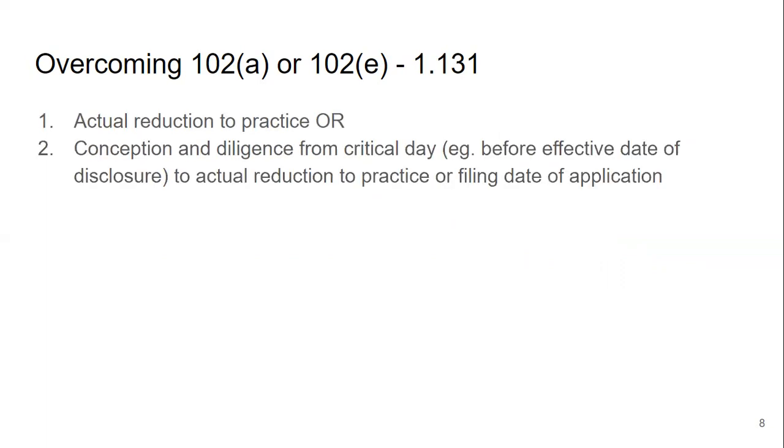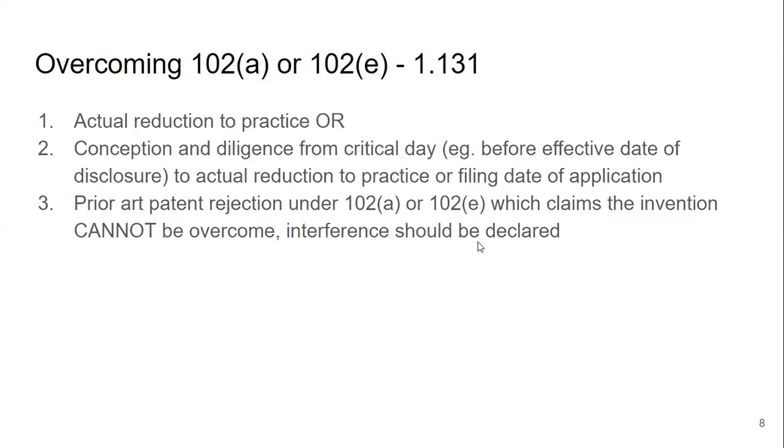So then overcoming 102(a) and 102(e) using that 1.131, there has to be an actual reduction to practice, or conception and diligence from the critical day. That critical day can be the effective date of the disclosure to the actual reduction to practice or filing date of application. So the prior art patent rejection under 102(a) and 102(e), which claims the invention, cannot be overcome. And so an interference should be declared.